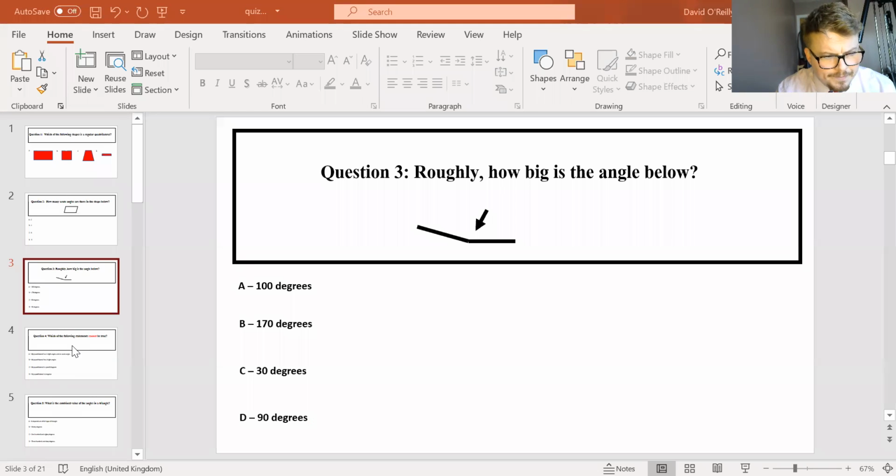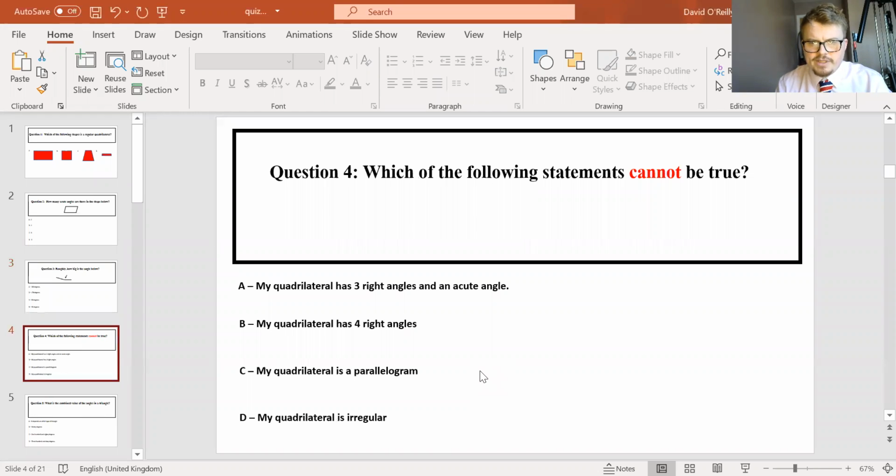Next question. Which of the following statements cannot be true? Okay, my quadrilateral is irregular. Well, that can be true. You can have quadrilaterals that are irregular. We've already seen some in question 1. My quadrilateral is a parallelogram. That can be true. Parallelograms are quadrilaterals. My quadrilateral has 4 right angles. That can be true. Think about a rectangle and a square. They both have 4 right angles.